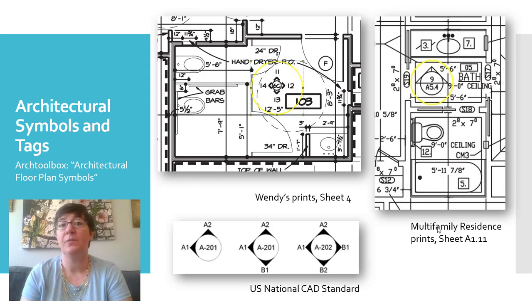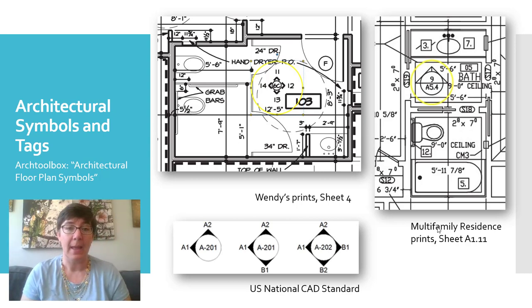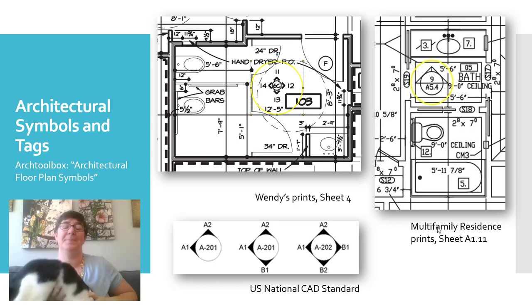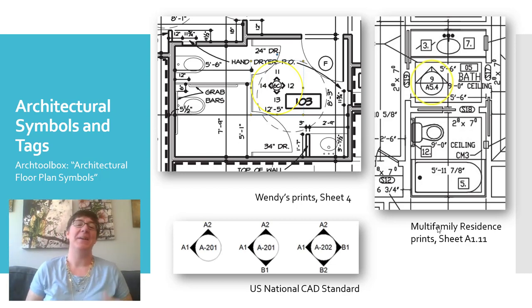Interior elevation symbols vary wildly between sets. They're one of the most variable. So here are two examples from the sets from your textbook. On the left here we have the Wendy's Prints sheet 4. And take a look in this bathroom at the interior elevation. They've got a circle in the middle tagged 6C. That's your sheet number. And then you go to details 11, 12, 13, or 14 for the different walls.